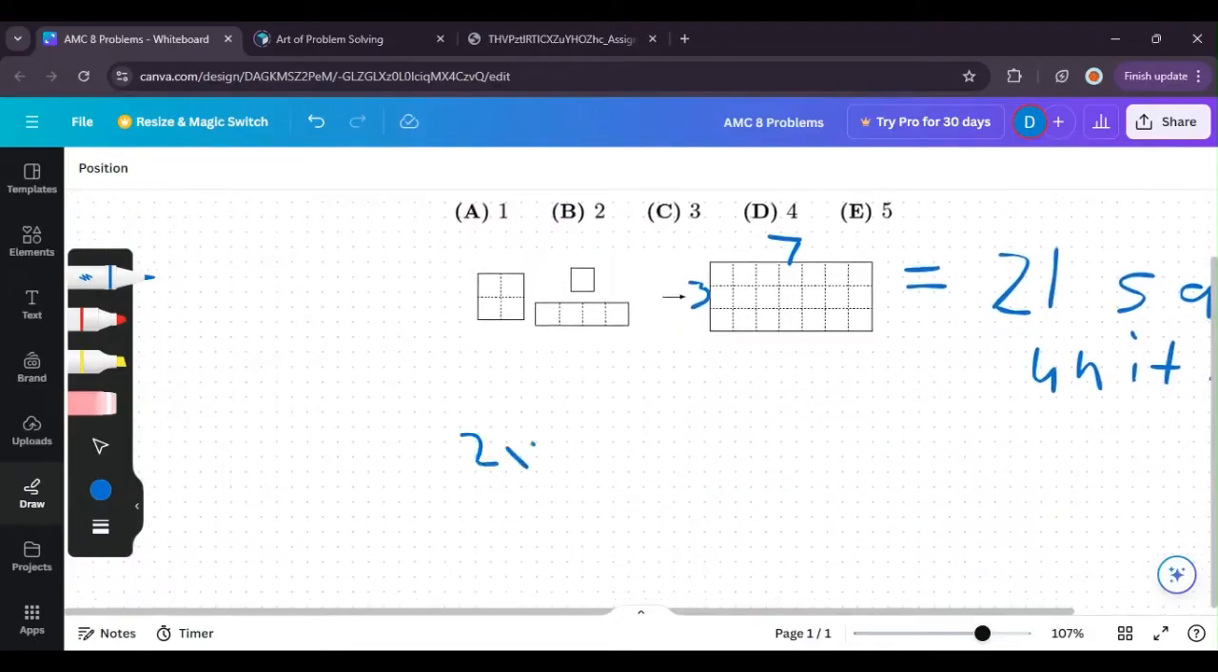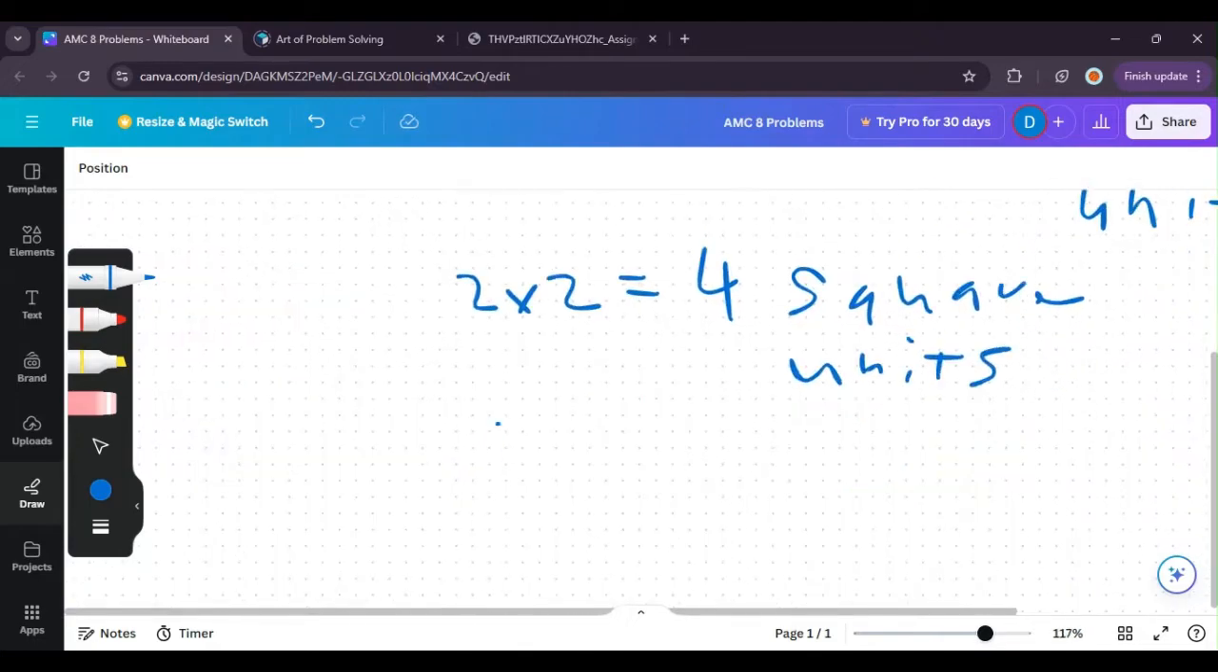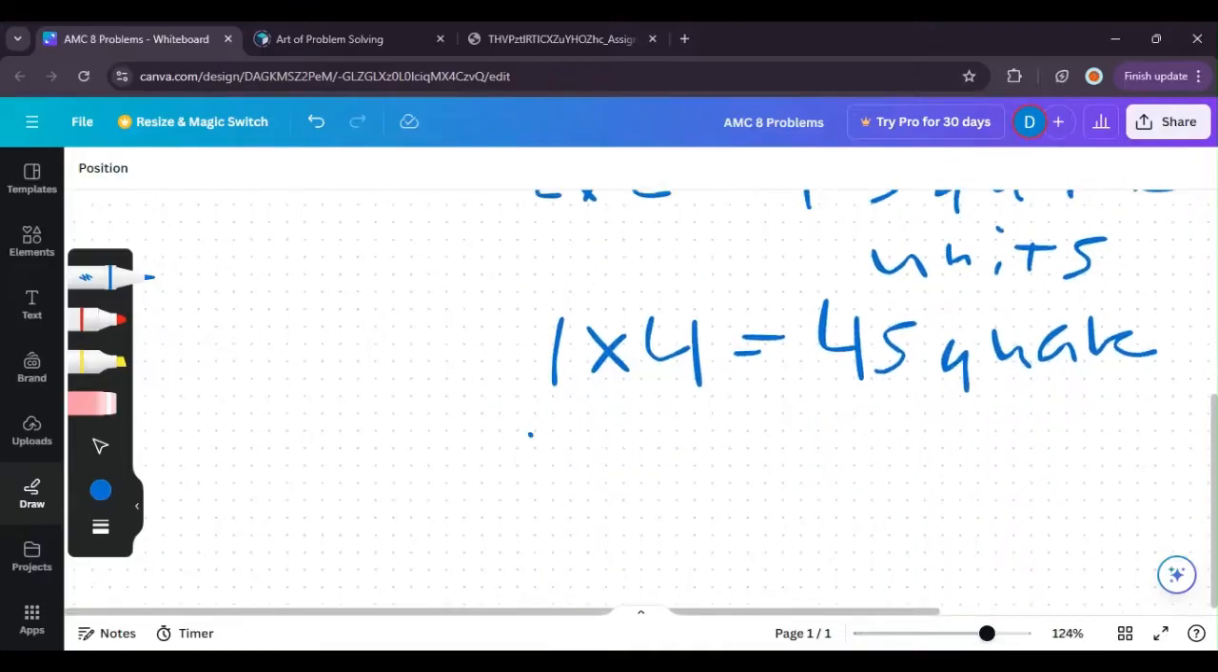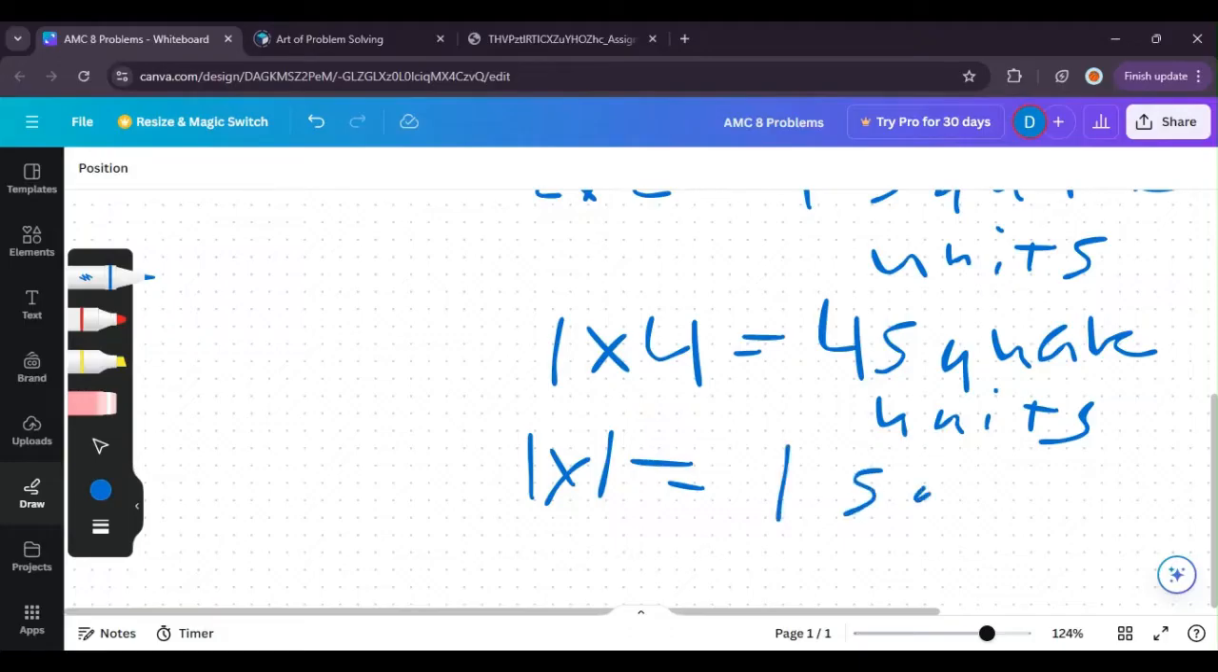2 by 2 covers 4 square units. 1 by 4 also covers a total of 4 square units, and 1 by 1 covers a total of 1 square unit.